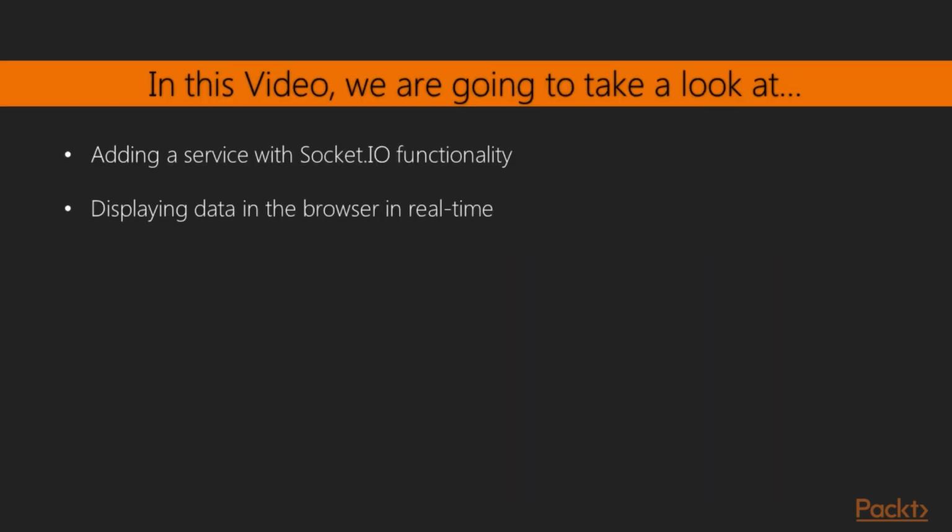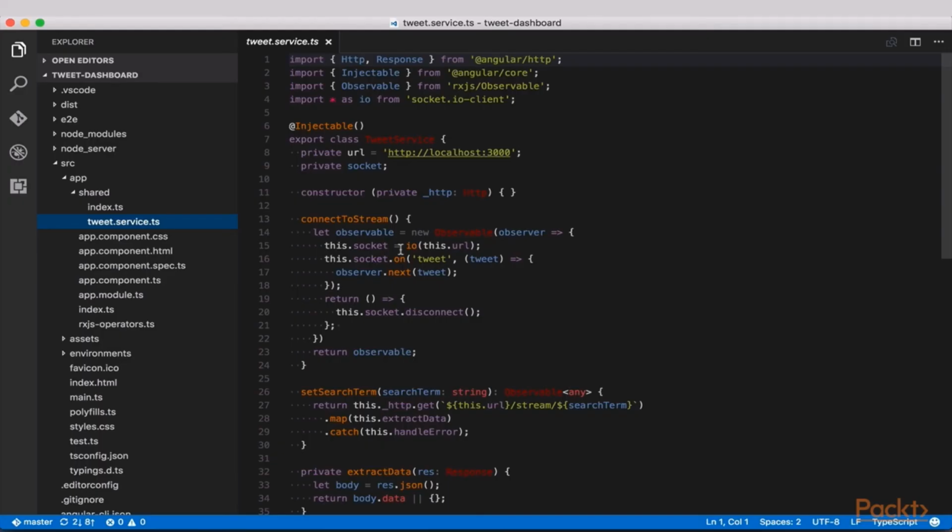We will begin by adding a server with Socketio functionality to our app. We will then use D3 within our component in order to append tweet text to the DOM each time a new tweet hits our server. We will begin by adding tweet.service.ts to our shared folder, as this service may eventually be shared by multiple components.